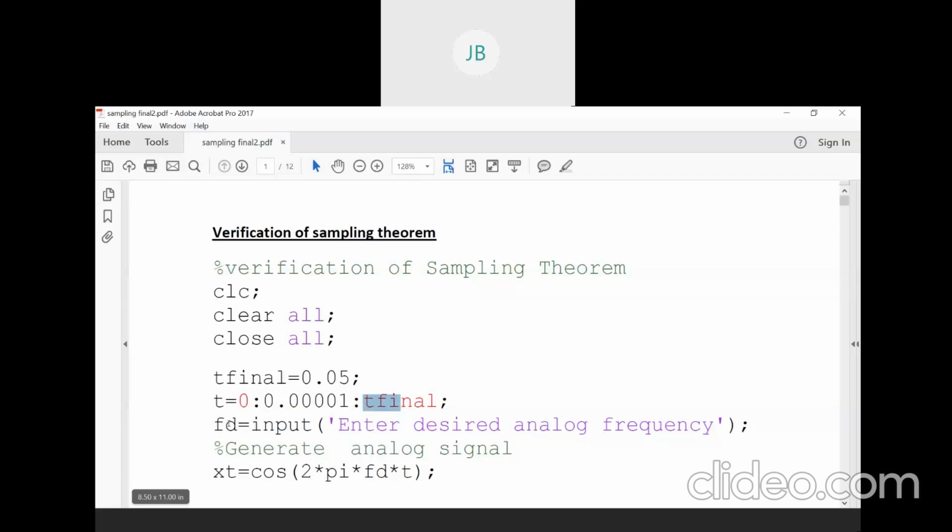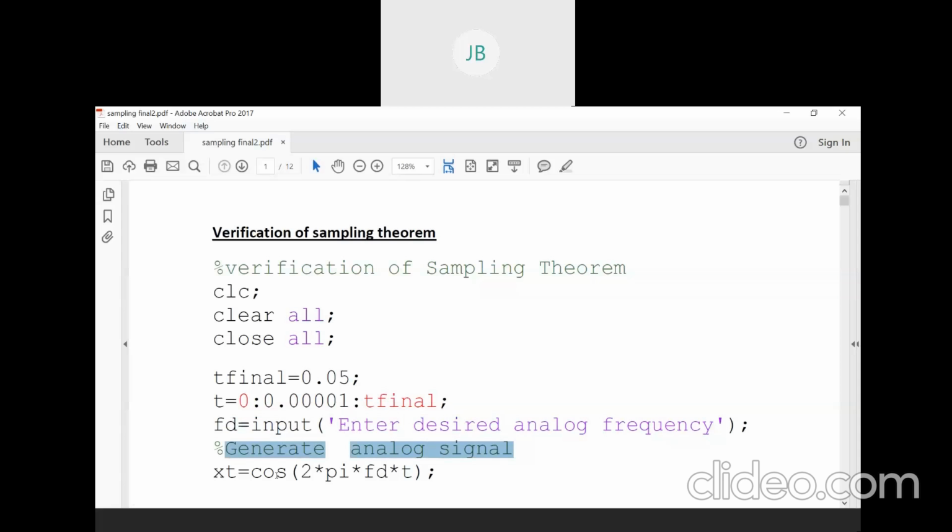And then we need to consider an input analog signal that we want to sample. That value is held by this variable fd. So fd is equal to input. What we need to input is some frequency. We need to do this while we run the code, because we need to have an analog signal for sampling, right? So what's the input signal's frequency? That is defined here. You can enter maybe 1000 hertz or 500 hertz, some value. And accordingly, we will be generating an analog signal.